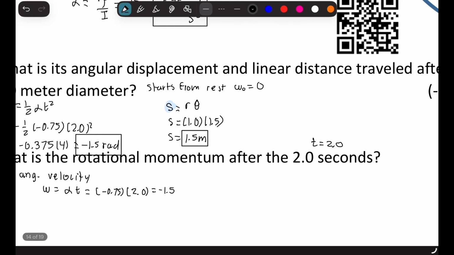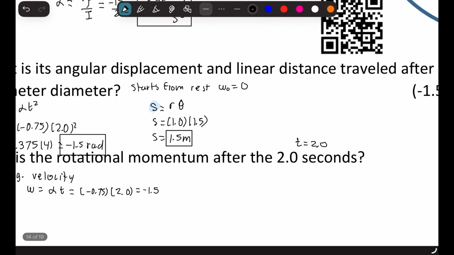And then for angular momentum, aka rotational momentum, that is going to be equal to L, and that's going to equal the moment of inertia times the angular velocity. That's going to be equal to 20 times negative 1.5, and that's going to be equal to negative 30 newton meter seconds. Now, that is going to be our answer for this.